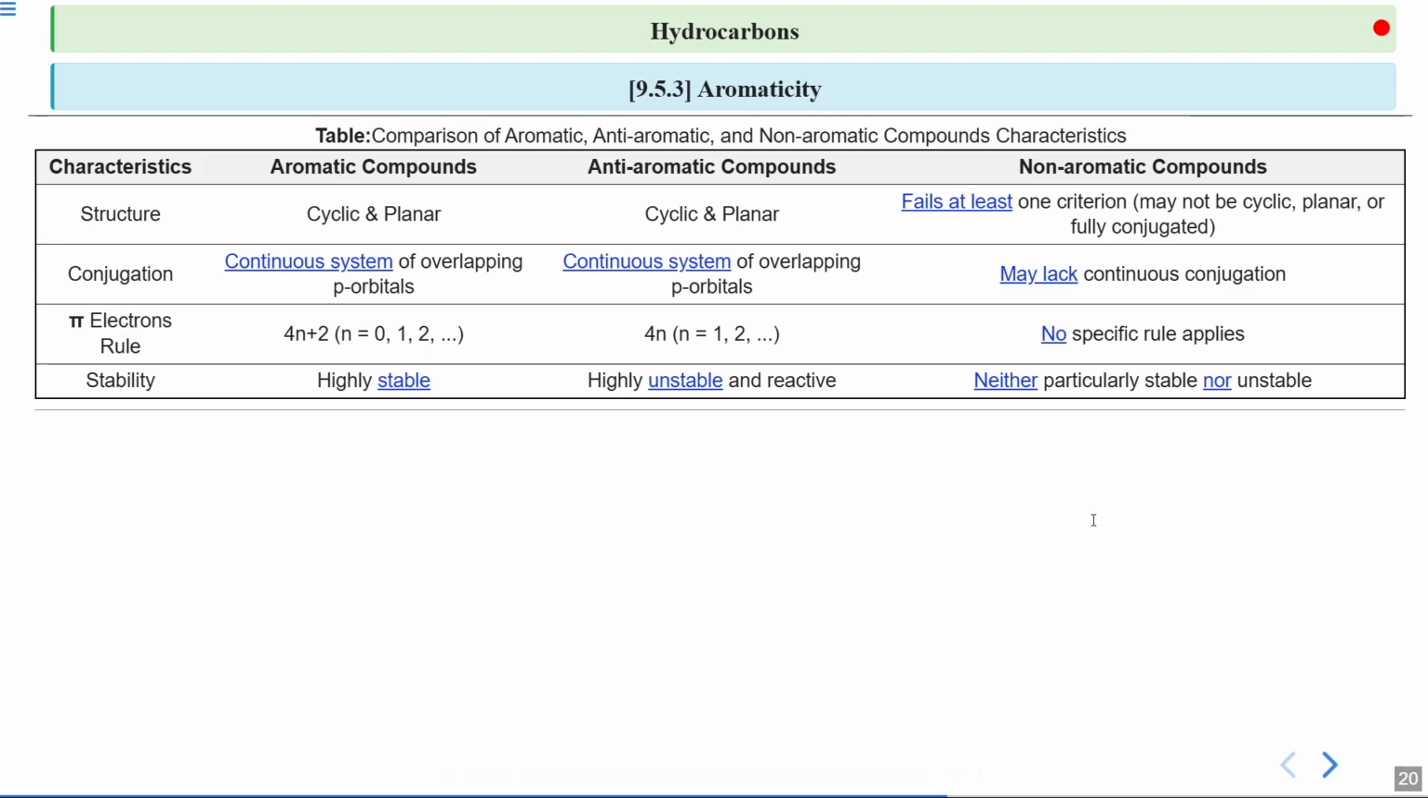The non-aromatic compound fails at least one of the first three criteria, which is, it is not cyclic, or it is not planar, or it is not fully conjugated. Due to this, the pi electrons are not delocalized and they are non-aromatic in nature. Their stability is intermediate. So, for the whole series, the most stable is the aromatic, then comes the non-aromatic, and lastly the least stable is anti-aromatic.